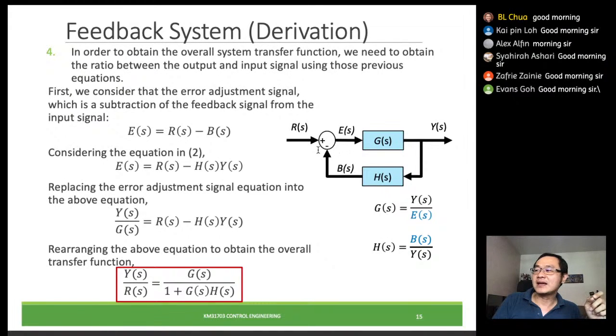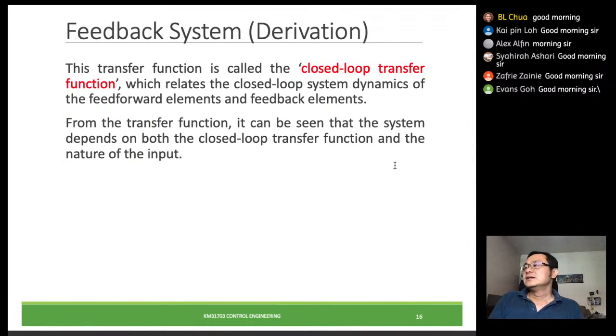Okay, so it's minus over here, then we get a plus over here. If we change this to a plus, then we will get negative over here. That's the way, or why, we get this simplified overall transfer function to represent the feedback control systems. We will call this transfer function a closed loop transfer function.